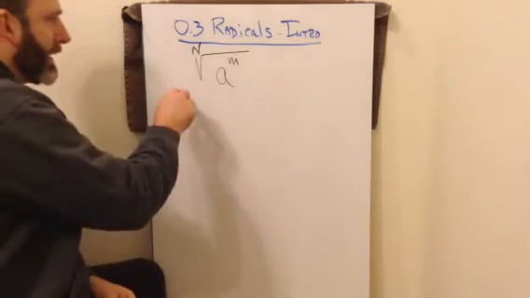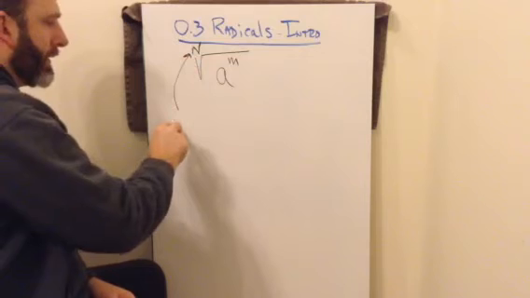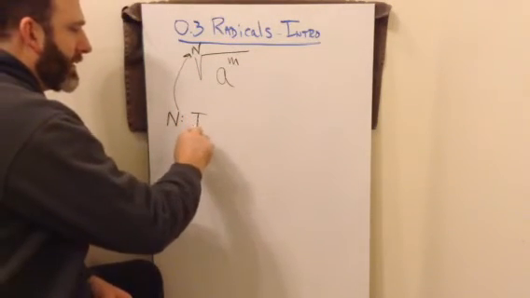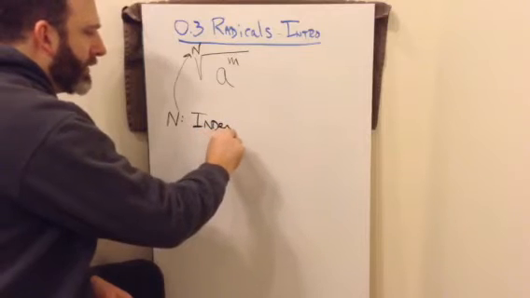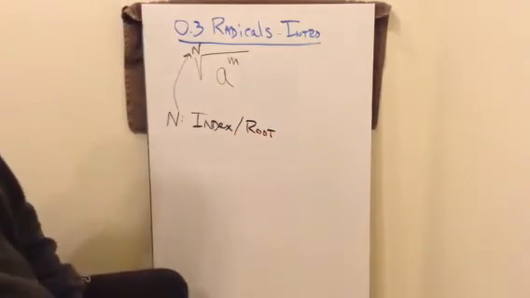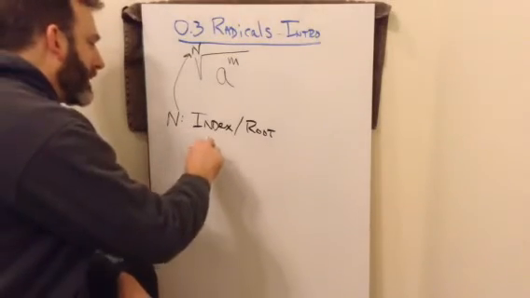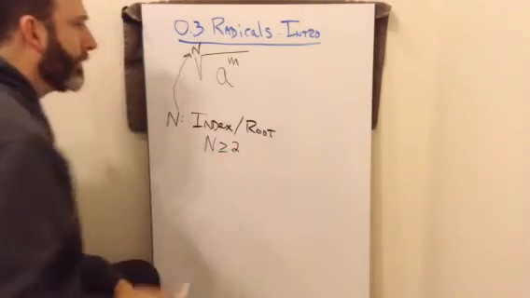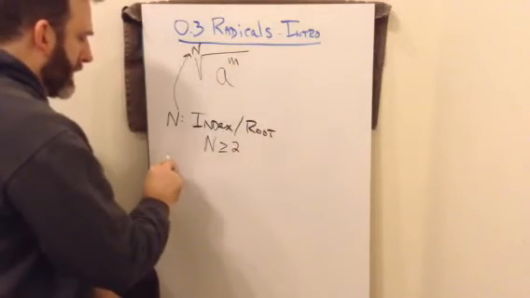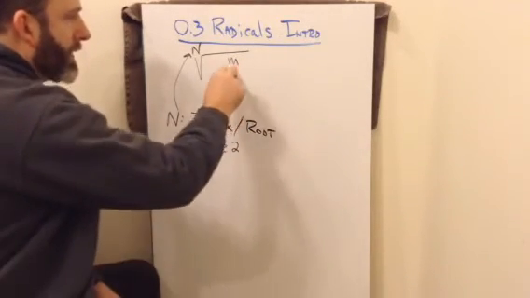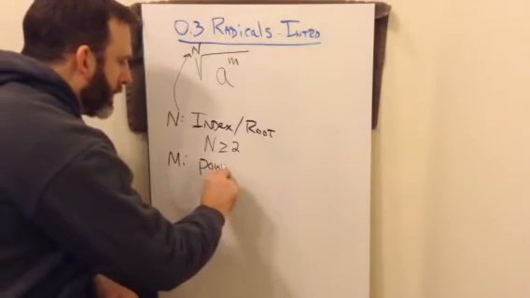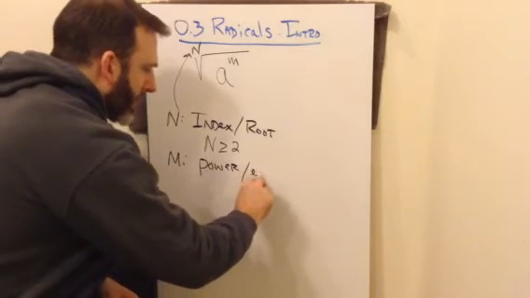The n here, the n, this is the index of the expression. It's also called the root. This value is always greater than or equal to 2. The m, this value, is the power, or the exponent.